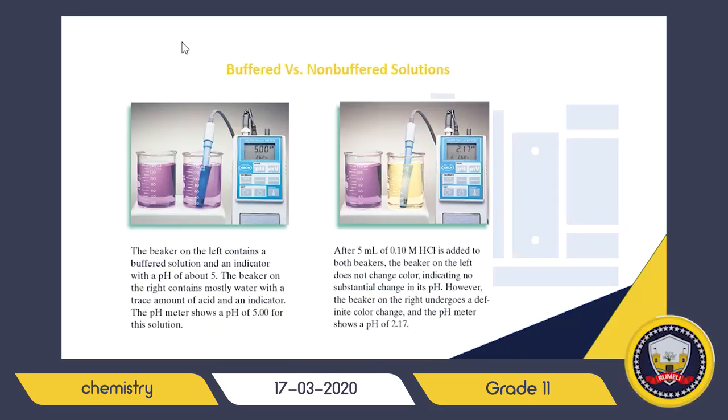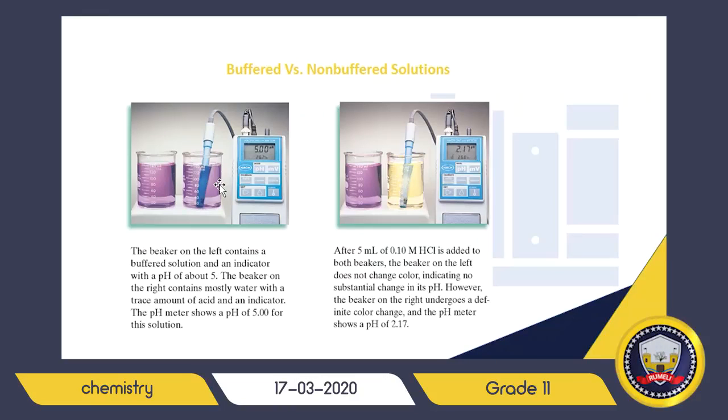To understand the mechanism by which the buffered solution works, let us have a look at this diagram. In this photo, the beaker on the left here contains a buffered solution and an indicator with a pH of about 5. The beaker on the right contains mostly water with a trace amount of acid and an indicator. And as we can see here, the pH meter shows a pH of 5 for this solution. So again, this beaker contains buffered solution while this beaker doesn't contain a buffered solution.